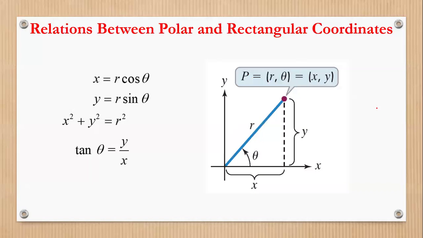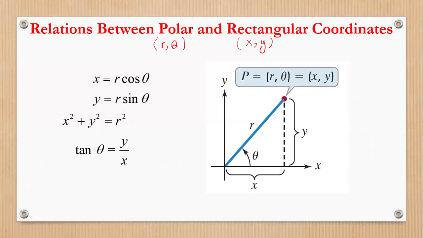Now let's see what the relation is between the polar and the rectangular coordinates. When we talk about the rectangular coordinates, we mean the x and y axes, and all the points are represented by x and y. When we talk about polar coordinates, we are talking about r and theta, so every point will be represented by r and theta. Now, what relation is there between r, theta, x, and y?